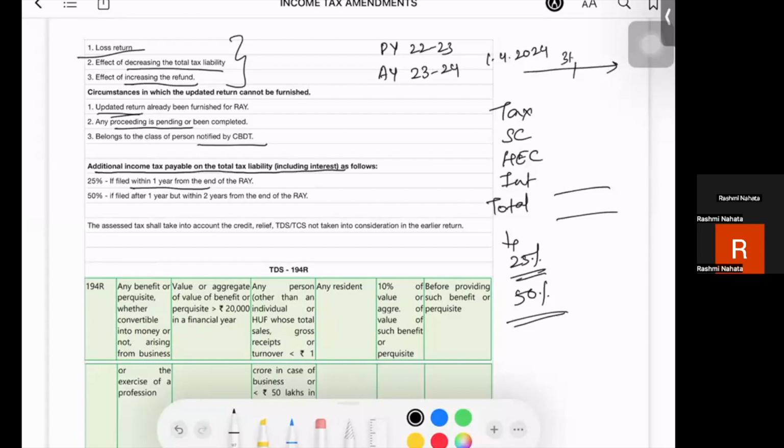Within 1 year, that is 31/3/2025, if they are filing their updated return, 25% additional income tax. If they are filing in this area, till 31/3/2026, then 50% shall be the additional income tax payable. However, if there is any TDS or TCS which is not considered, the same shall be considered. So this is a very important amendment, and for sure we can expect some questions in this area. Students, please be careful about this one.